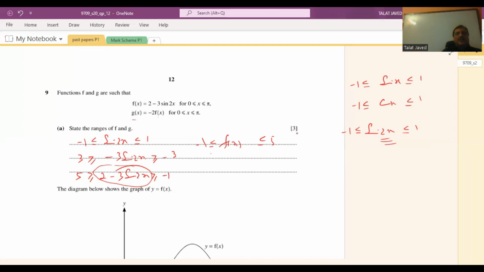g of x is when we multiply this f of x by minus 2. When we multiply minus 1 by minus 2, we get 2. The direction of the inequality will be changed, and this is equal to minus 2 f of x. The other end is minus 10. So g of x is less or equal to 2, greater or equal to minus 10. So this is the value of f of x and g of x.